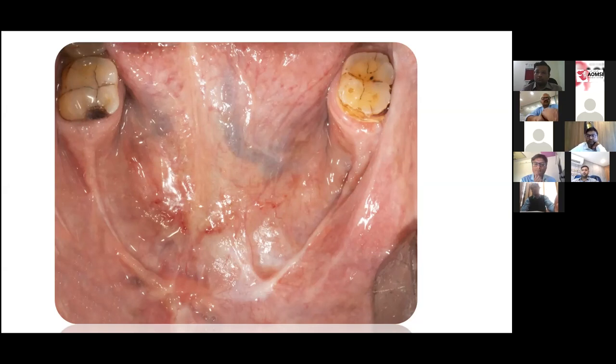get enough bone also to put our conventional implants and be more in a predictable zone rather than an unpredictable zone.